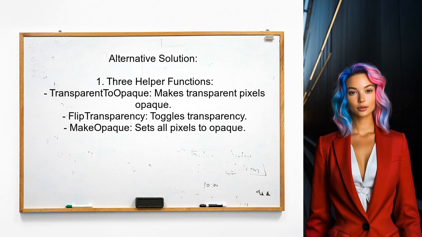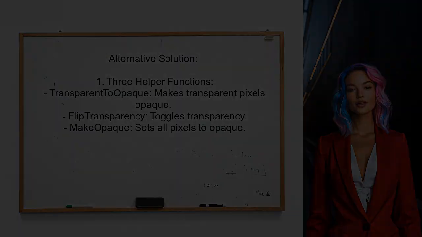An alternative solution involves 3 helper functions to manage transparency in bitmaps. The first function, transparent to opaque, converts fully transparent pixels to opaque. The second function, flip transparency, toggles the transparency of pixels. Lastly, make opaque sets all pixels to opaque.